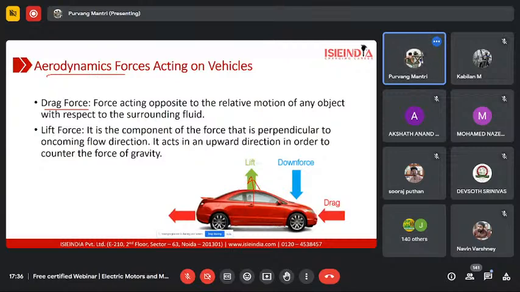So we avoid lift. Instead, we try and generate downforce. Okay, downforce is good for our vehicles. Lift is not. But again, more downforce would also result in more drag. So yeah, we need to balance between that. Okay, so drag force is what you are going to consider while calculating the power requirement.